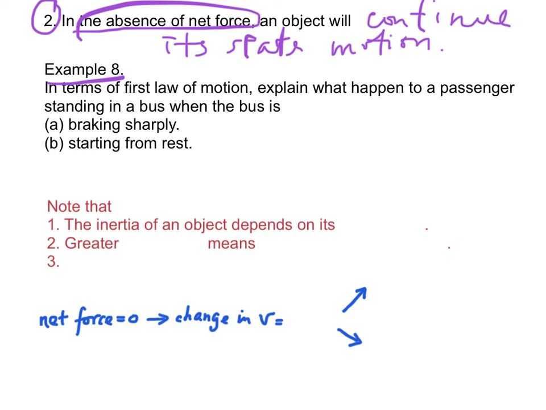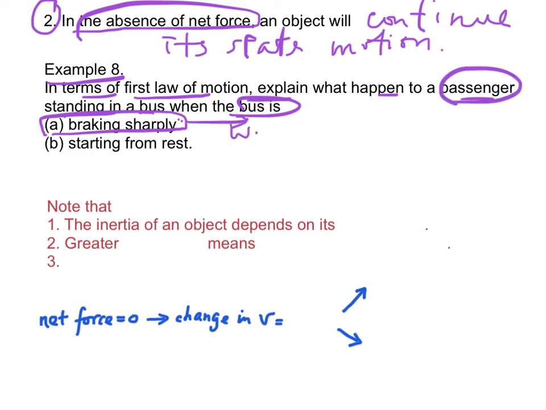Example 8. In terms of the first law of motion, explain what happens to the passenger standing in a bus when the bus is braking sharply. When the bus is braking sharply, the braking force exerts on the bus only, but not on the passenger. Therefore, the passenger will move forward.